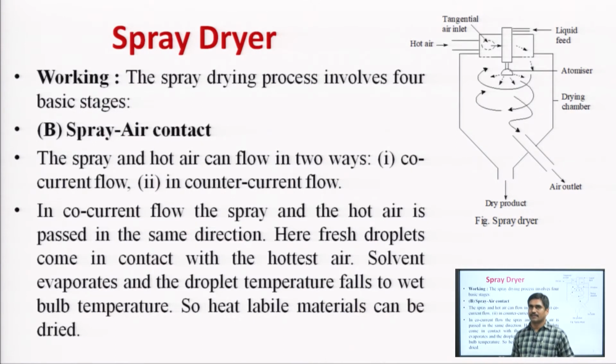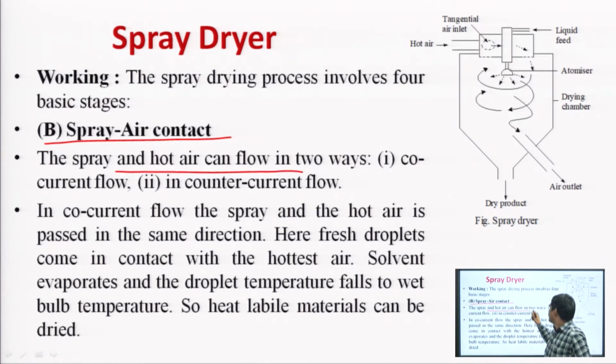The second stage, as has been discussed earlier, the spray drying process involves 4 basic stages. First one was atomization. Now, the second stage is spray air contact. That means, after spraying the material, the contact of air with the spray, with the particles. So, spray and hot air can flow in 2 ways: co-current flow or counter current flow. What are the ways? Co-current flow and counter current flow.